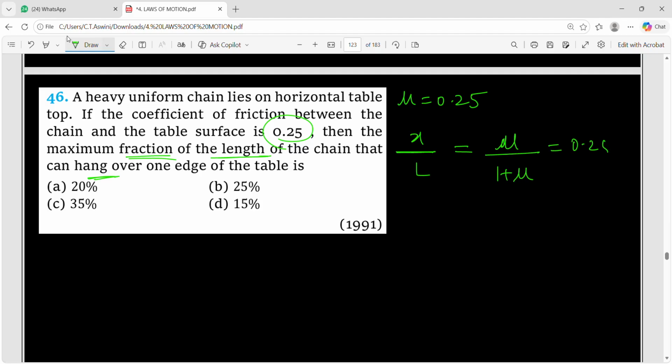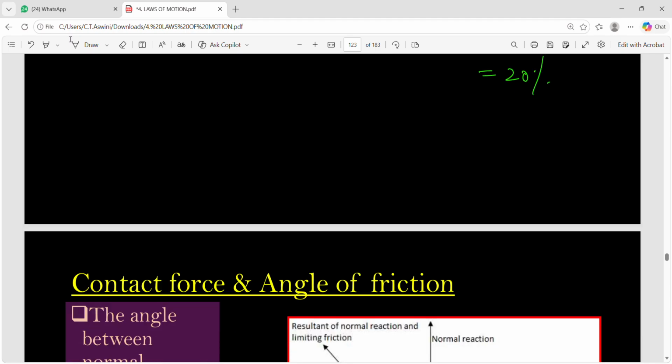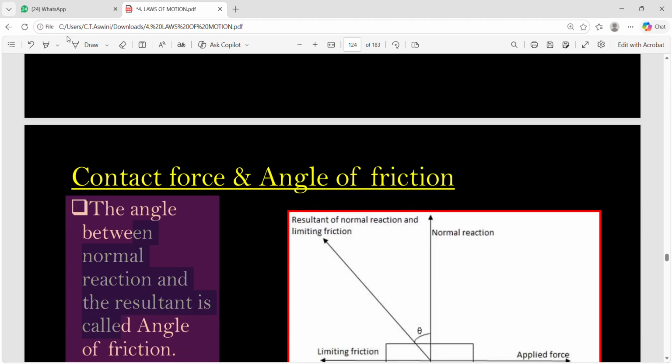Mu upon 1 plus mu. So this is 0.25. 1 plus 0.25 is 1.25. Decimal cancel. So 5, why with 5? You can go directly with the 25 table. So 25 ones, 25 fives. So 1 by 5 is how much percentage? 20 percentage. Option A is the answer.